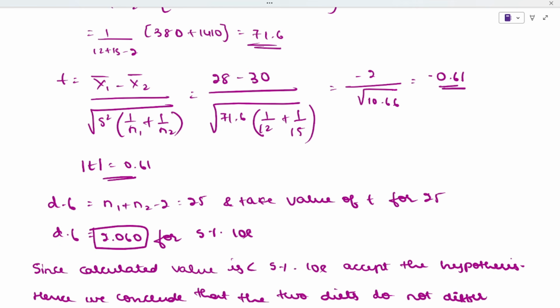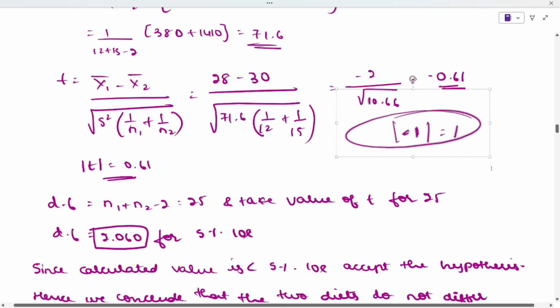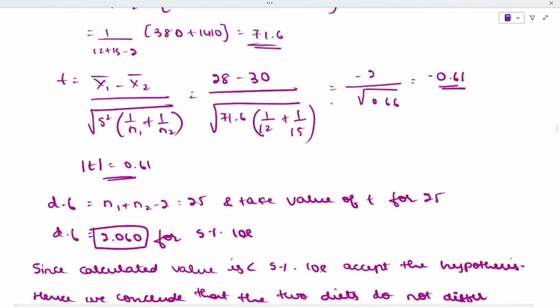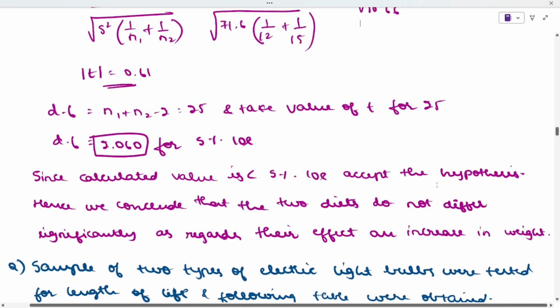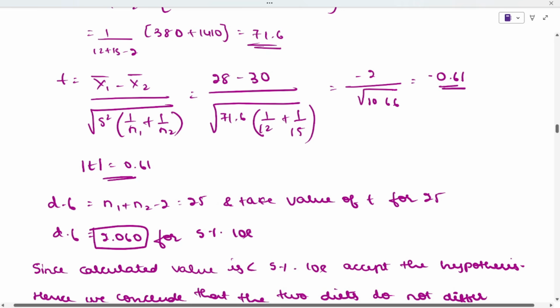If you take the mod, if you have some minus 1 value, if you take out this mod, it will be plus 1, that is removing the negative sign in the particular question. Now you will get it as plus 0.61. Next, the degree of freedom will be what? 25, right? Take the value of 25, you will get 2.060 right here.